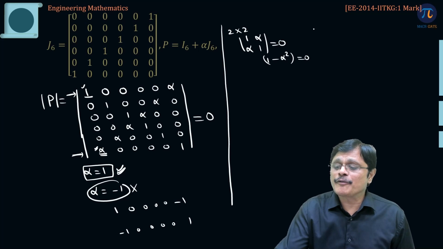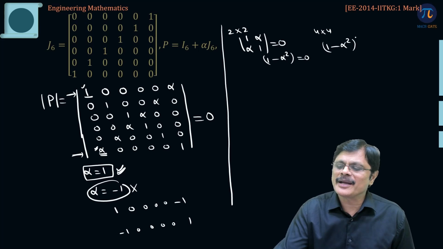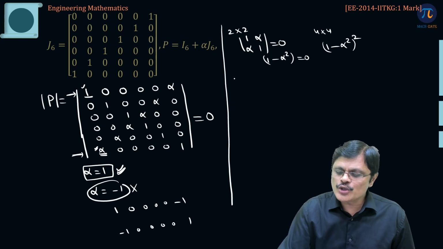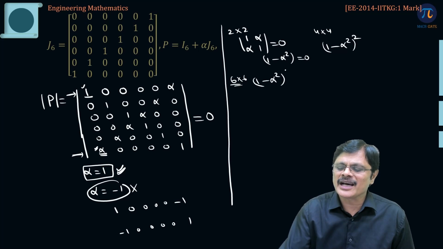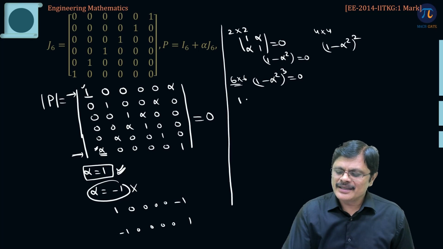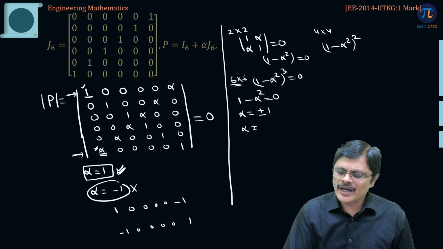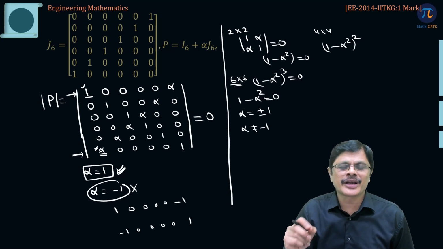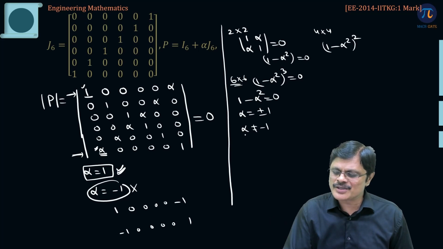Then they try it for the 4 by 4 matrix, and they prove that for the 4 by 4 matrix it is 1 minus alpha square whole square. So similarly for the 6 by 6 matrix they say the relation is 1 minus alpha square whole cube is equal to 0. Whatever it is, the answer is 1 minus alpha square equal to 0. That means alpha is equal to plus or minus 1. You cannot take the negative value because you require only a non-negative real number. So alpha is equal to 1.